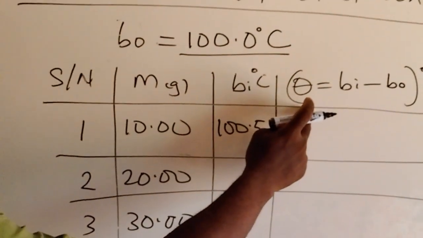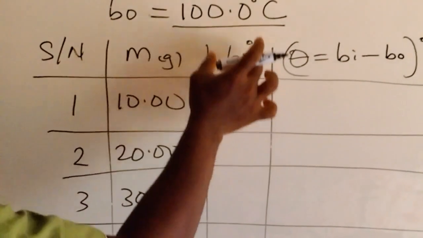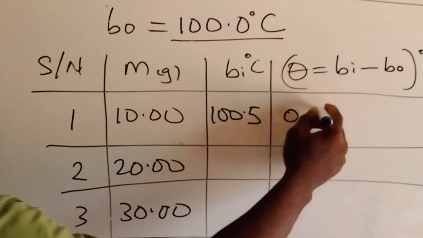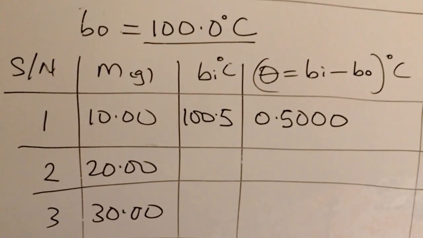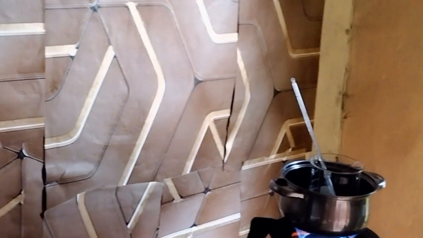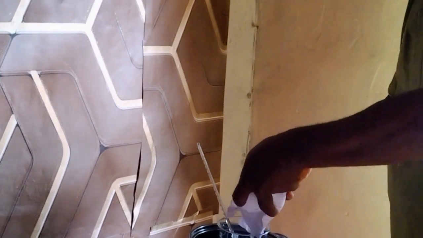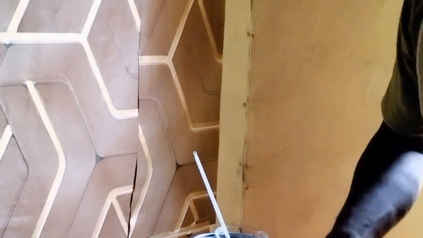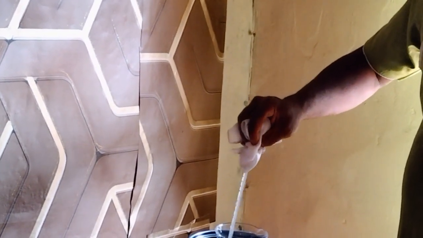Then we'll evaluate theta. Theta is going to be BI minus BO. That is 100.5 minus 100. That gives us 0.500 to 3 SF. So we'll go back to the mixture and then add 20 grams of common salt to the boiling mixture. So here we have 20 grams of common salt added to the boiling mixture. So after adding that, we stir the mixture to make sure the salt is dissolved.